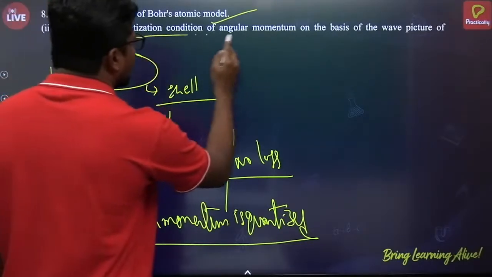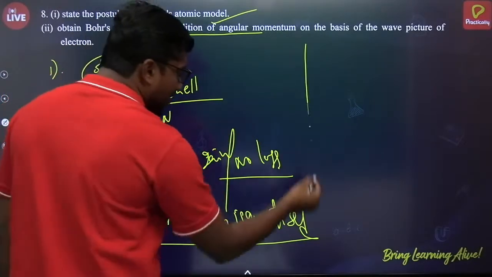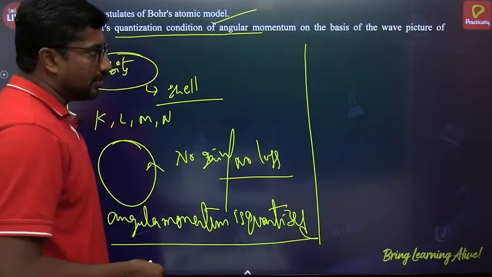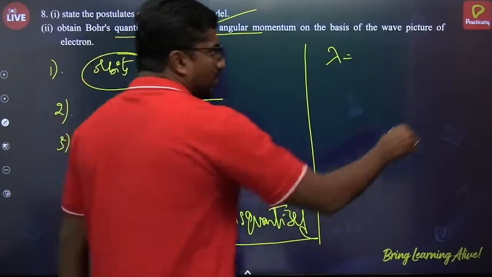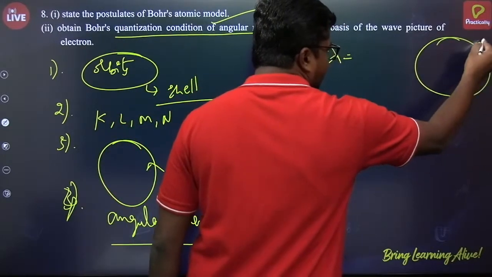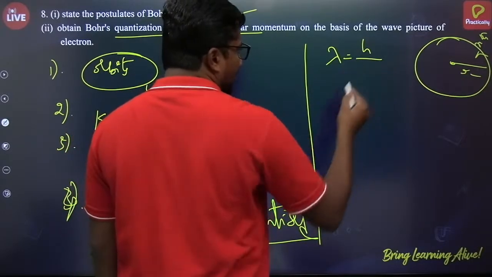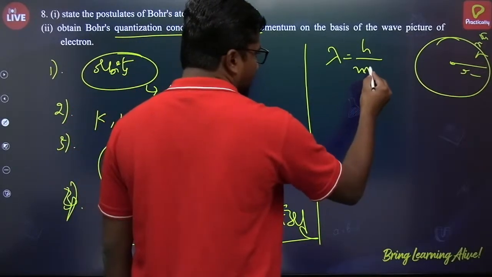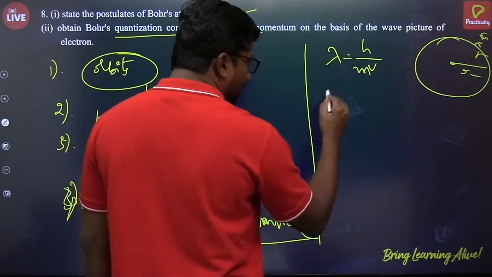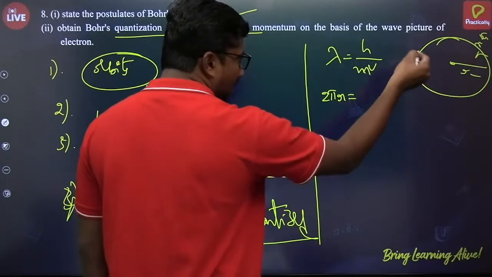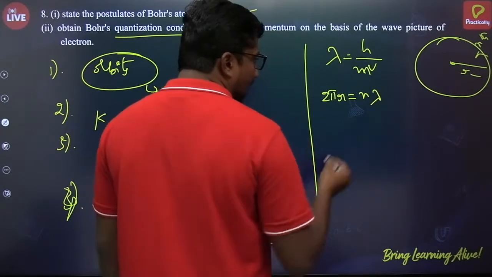Obtain Bohr's quantization condition for angular momentum on the basis of the wave picture of the electron. See here, suppose we consider the nth orbit, and let r be its radius. The wavelength of the electron can be written in terms of Planck's constant as lambda equals h by mv, where mv is the momentum of the electron. From this, the perimeter of the orbital path, 2 pi r, as it is the nth orbit, equals n lambda.